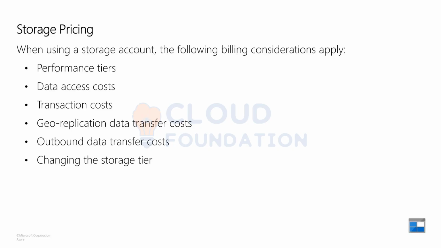If you are using GRS or RAGRS, it will apply your replication cost. And what is the download that you are doing? Any kind of download that you are doing, all that will be charged with outbound data transfer cost. Anything that you are uploading is free of cost. How much of the storage is there? If you want to change the storage tier, say from archive tier to hot tier, there will be charges for that as well.